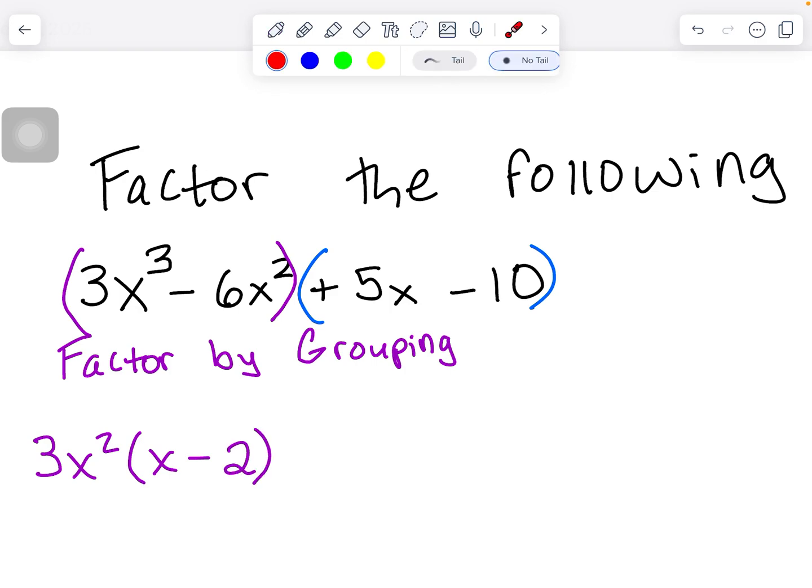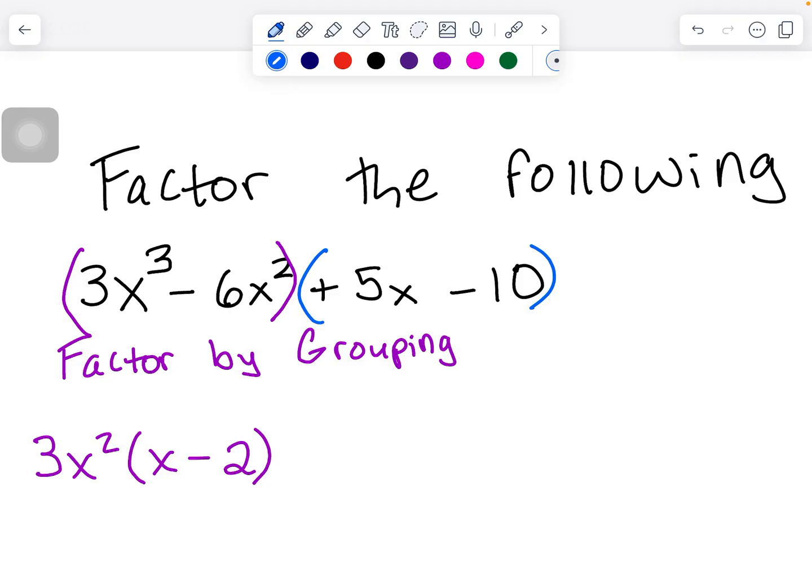Now, with factor by grouping, I want to make sure that this set of parentheses and whatever I turn this set of parentheses into are the same. If they aren't the same, then we have to try a different method, and we have to work a different method from there, okay? But if they are the same, I'm good to go. So let's see if we get the same.